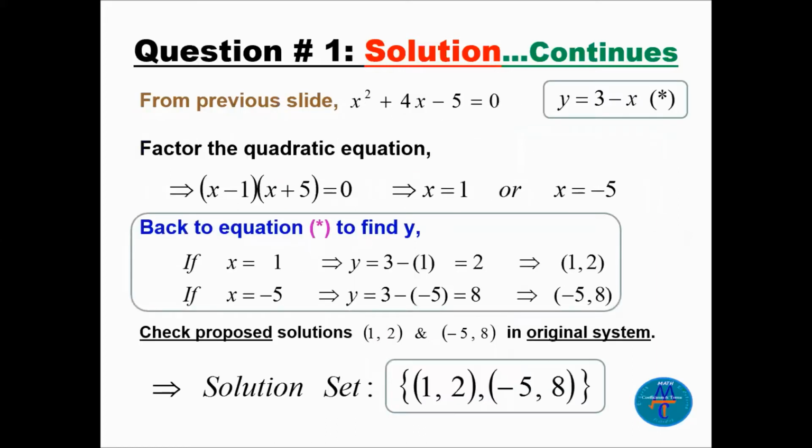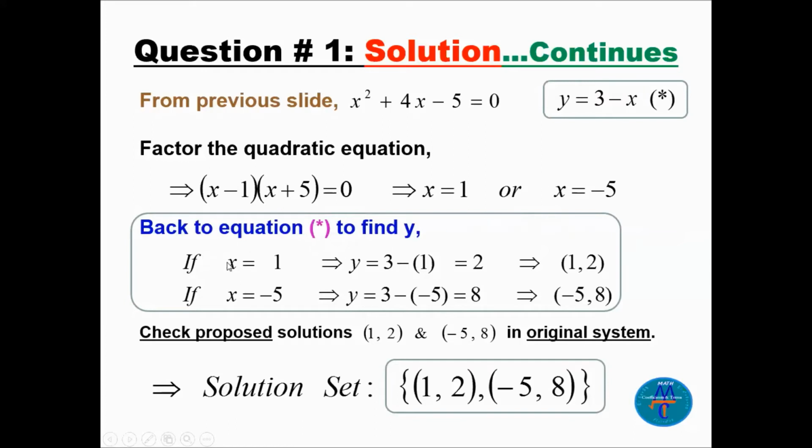So now, from the previous slide, I have x squared plus 4x minus 5 equals 0. I factor it. So x minus 1, x plus 5 is equal to 0. So x will be 1 or x will be minus 5. Directly, I go to star here, waiting. So I put x there, then I put another x there.